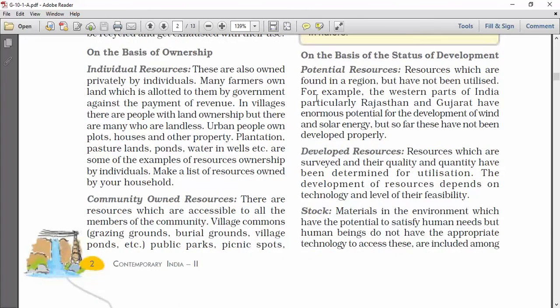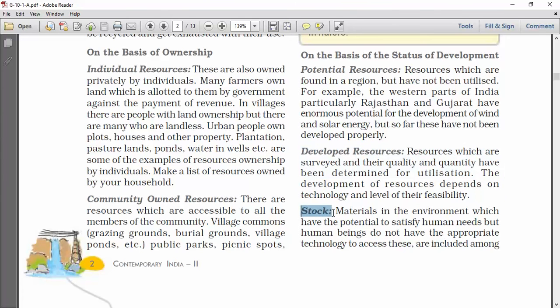Next category we have is on the basis of status of development. First one, potential resources. Resources which are found in a region but still have not been utilized. For example, Rajasthan and Gujarat have enormous potential for the development of wind and solar energy. Second category, developed resources. Resources which are surveyed, and their quality and quantity have been determined for utilization.